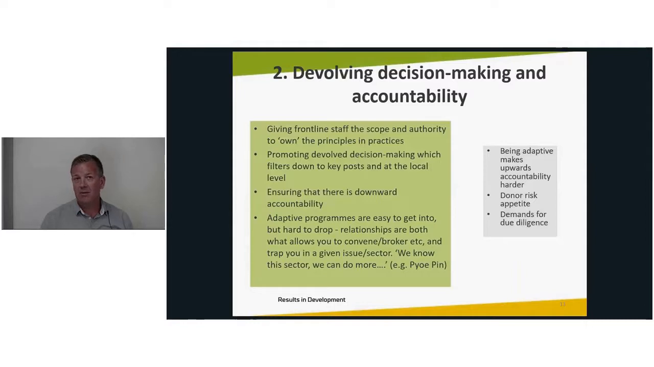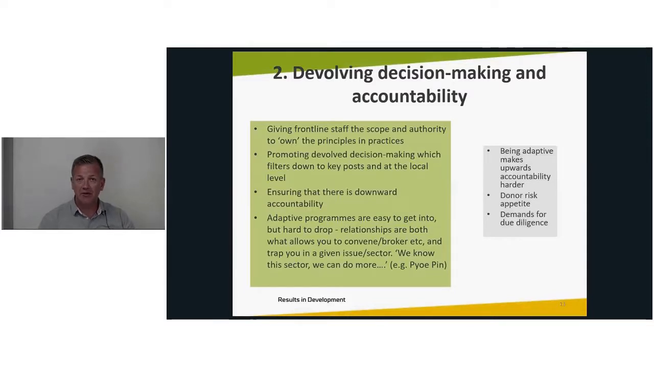So my second learning point from adaptive programming is a need to devolve decision-making and accountability. You need to give frontline staff the scope and authority to own the principles in practice, so that they actually own those principles of adaptive programming that I covered. You need to be able to promote devolved decision-making, which filters down to key posts and at local level. In Nigeria, that's where the state level parts of the program have that accountability. They know that they're accountable to the donor, but they also have the freedom to operate and to adapt in the way that follows the principles. Ensure then that there is downward accountability to the communities they're working with.